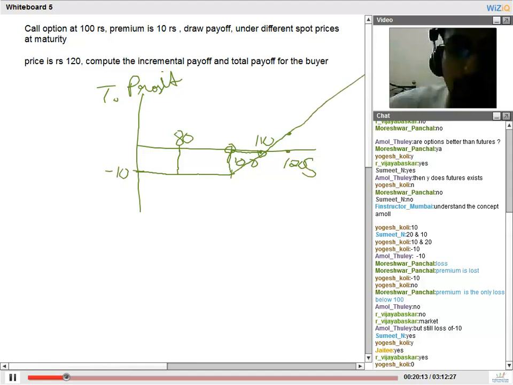So guys, understand, for every 1 rupee further increase over 100, the buyer's payoff is going to increase by 1 rupee. So as the stock price keeps moving up, this is exactly a 45-degree line. This angle is exactly 45 degrees. Why? For every 1 rupee up movement in the stock price, there is a 1 rupee up movement in the profit. So it's a 45-degree line.